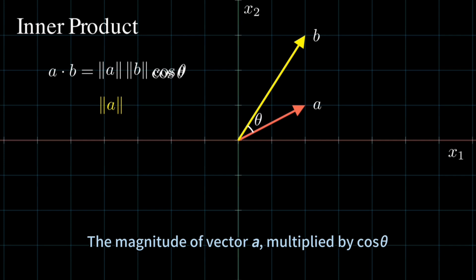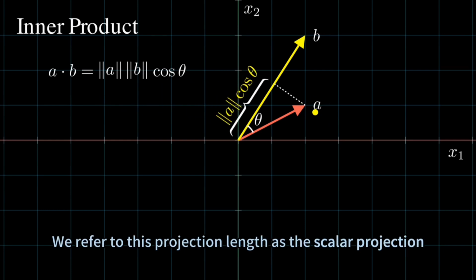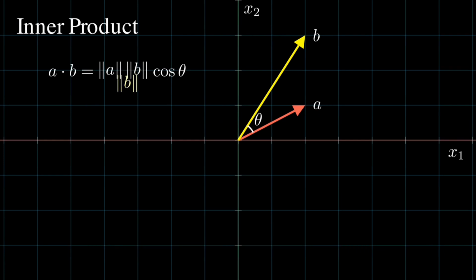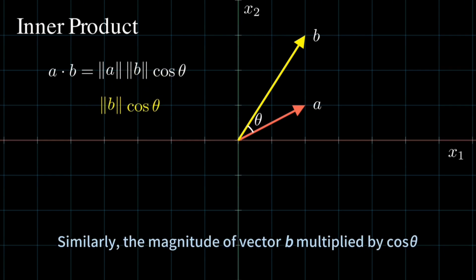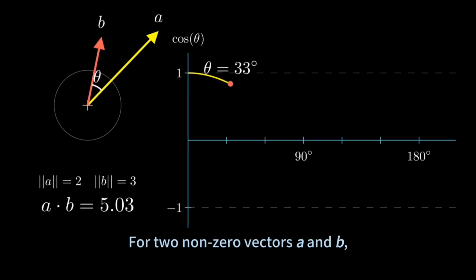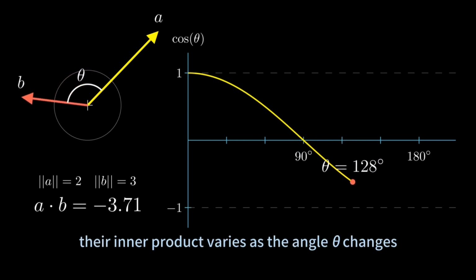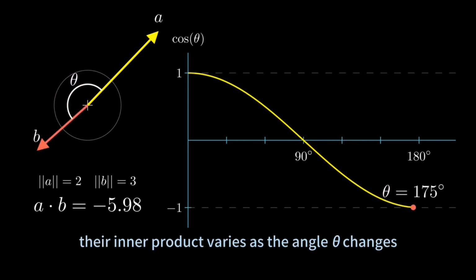The magnitude of vector A multiplied by the cosine theta represents the projection of A in the direction of B. We refer to this projection length as the scalar projection. Similarly, the magnitude of vector B multiplied by the cosine of theta is the scalar projection of B in the direction of A. For two non-zero vectors A and B, their inner product varies as the angle theta changes.